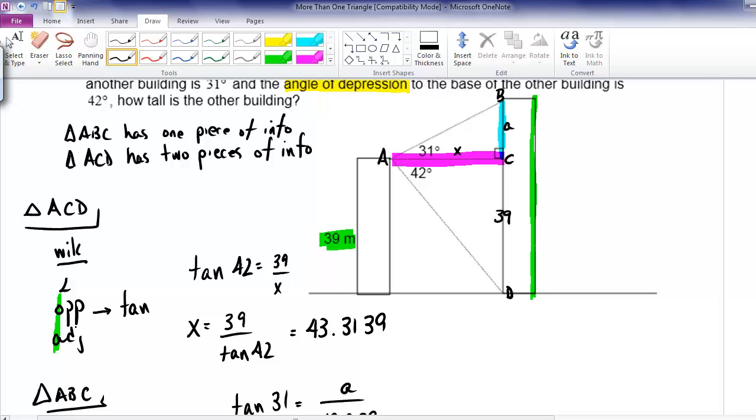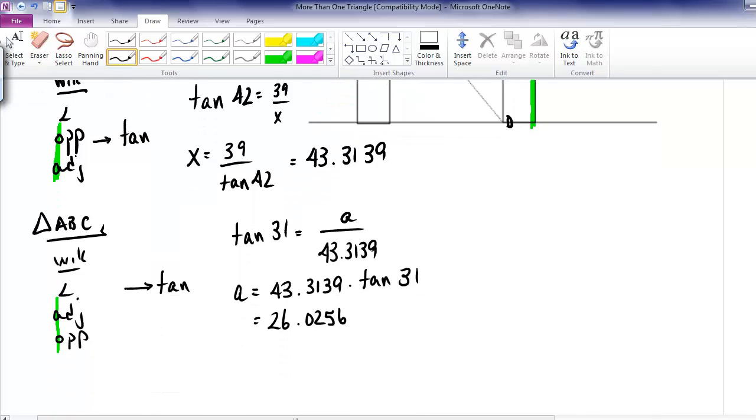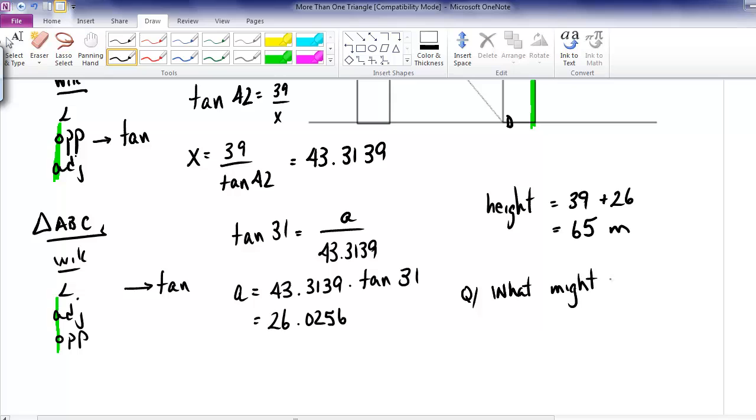And in order to answer the question, which is how tall is the building, what we want to do is add, so the height is equal to the 39 that we know and the 26 that we calculated, and we end up with the other building being 65 meters tall. And again, I have another little question that maybe helps you answer the question on the first page. What might we call side X?